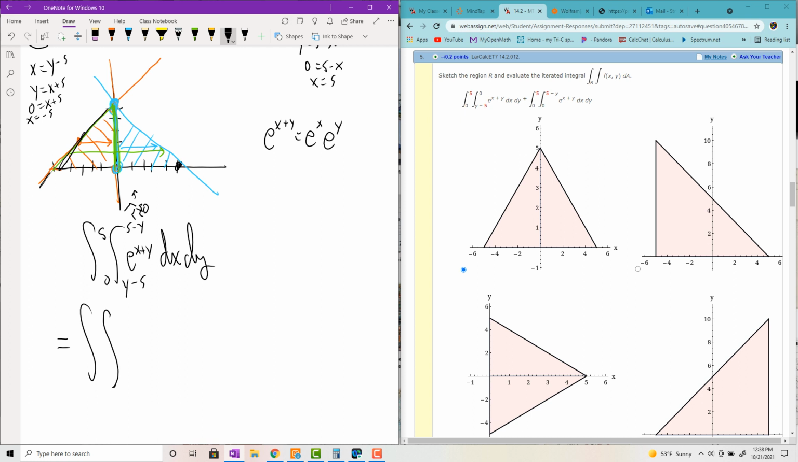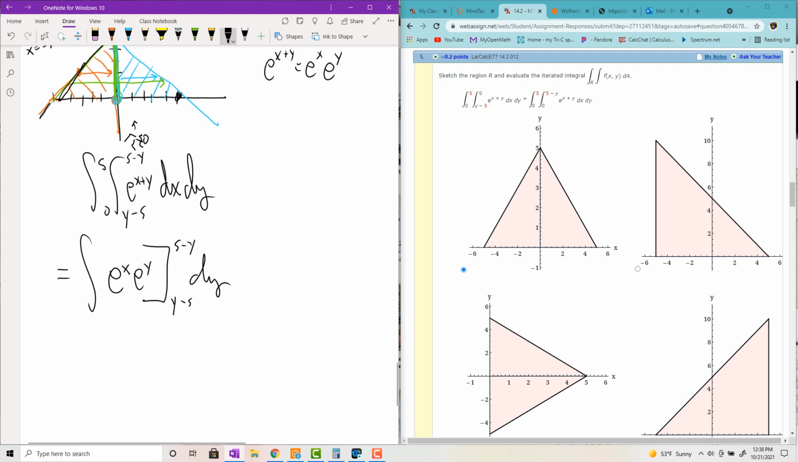So integrating that thing, you just pretend that the e to the y part is constant, right? And then the integral of e to the x is just e to the x. So you get e to the x times e to the y, and of course then we're subbing in for x, y minus 5, and then 5 minus y dy. And so let's see what that is. E to the 5 minus y times e to the y minus e to the y minus 5 times e to the y dy.